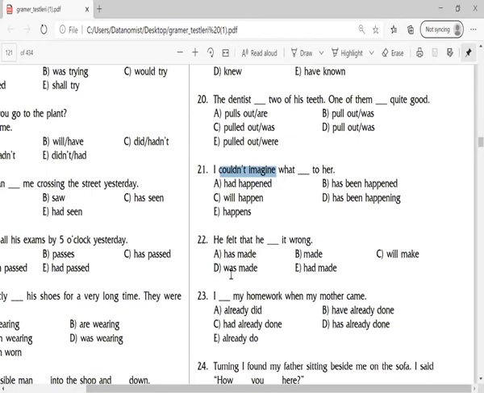See the 22nd one. He felt that he dashed it wrong. Same story. He felt about something happened before felt. So felt is given already, before felt should always express had plus V3. Had made. Okay.